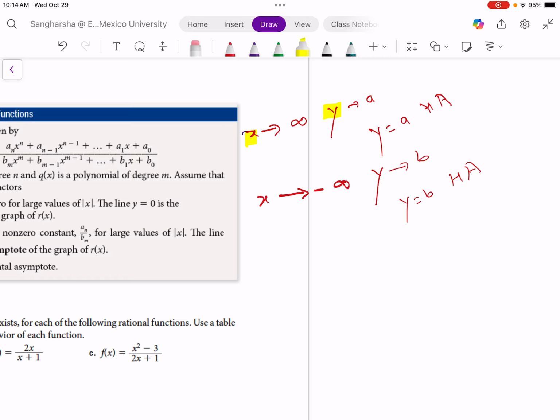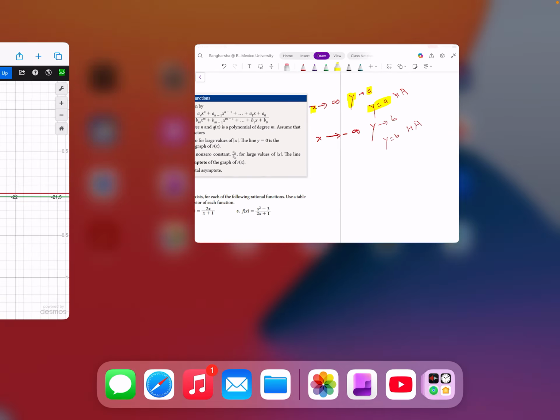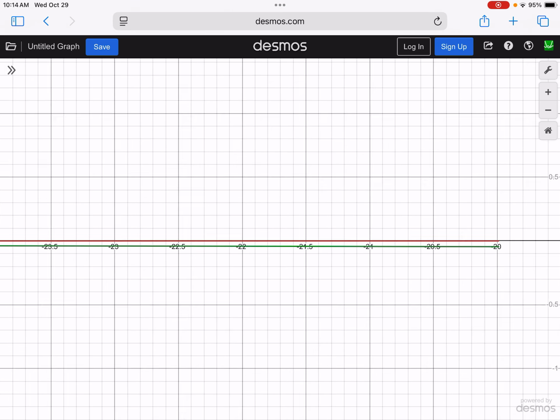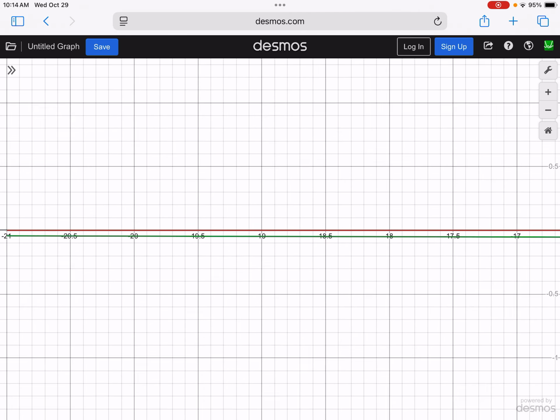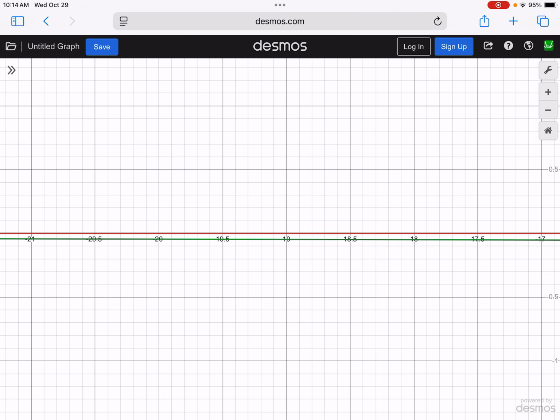So when your input is very big or very small, and if the value of y, our output, is close to some number, then y equals a is a horizontal asymptote. In this case, going on the left side means we choose our x to be a very small number, and then our value of y is close to 0.